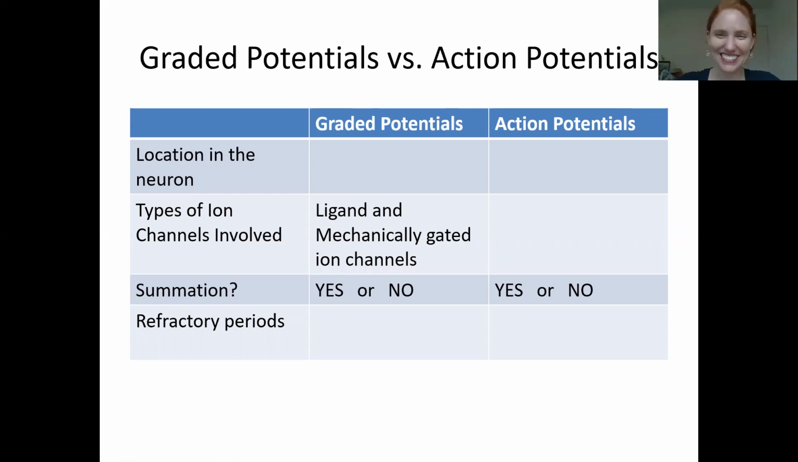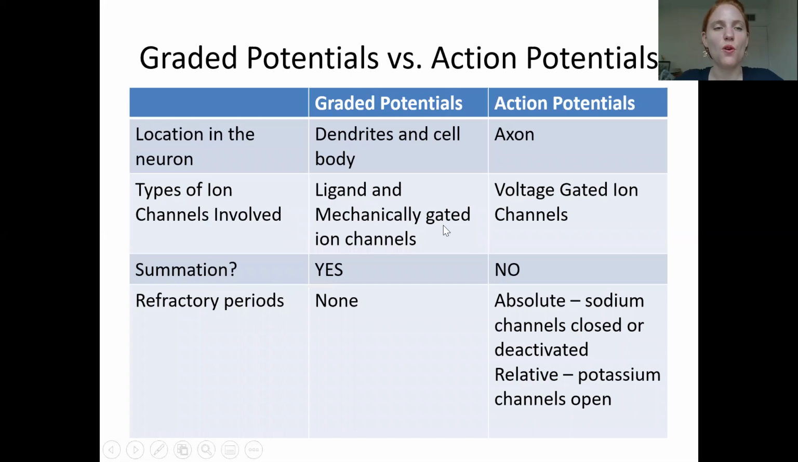Okay, welcome back. For the graded potentials, they will be found in the dendrites and the cell body. Action potentials cannot be created until you reach the axon hillock or the axon. That's because you don't have the voltage-gated channels that you need in order to create action potentials until that region. If you don't have the voltage-gated channels, then you can't create those action potentials.